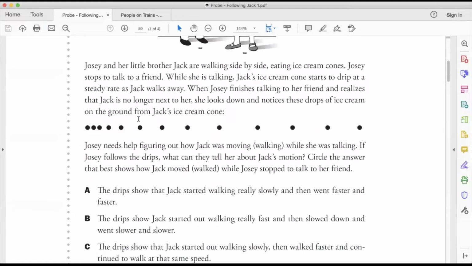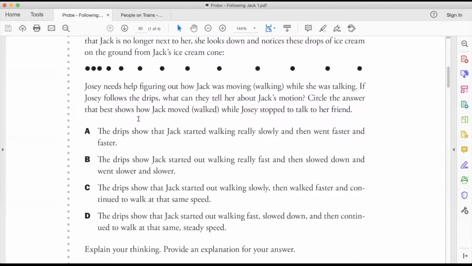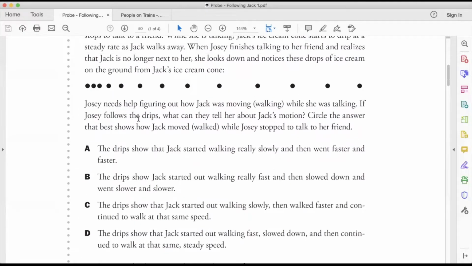So I'm gonna scroll these up. I want you to look through A, B, C, and D and choose which one you like the best. A, B, C, or D. See which one you like the best.